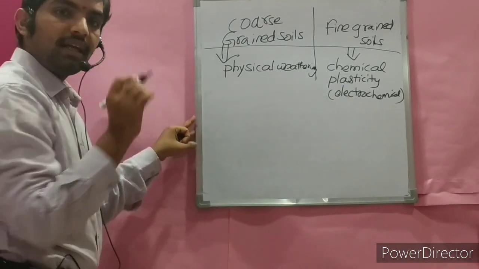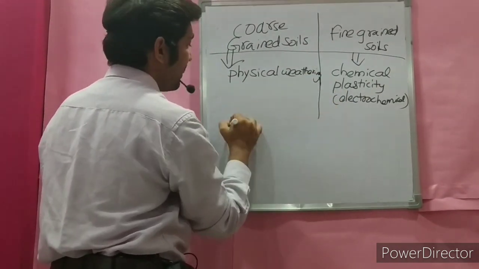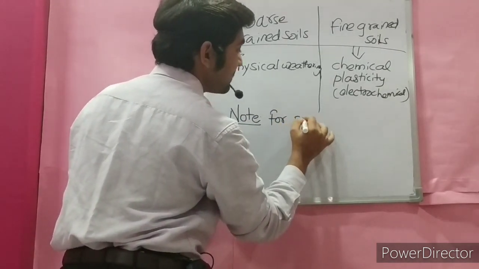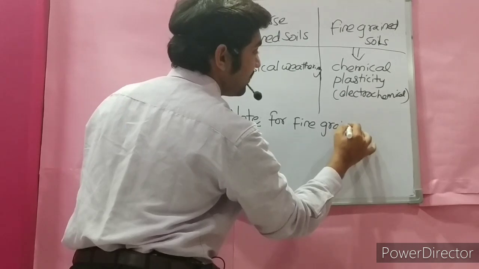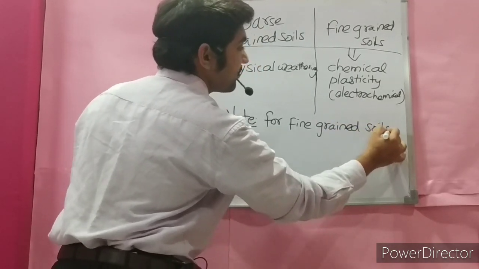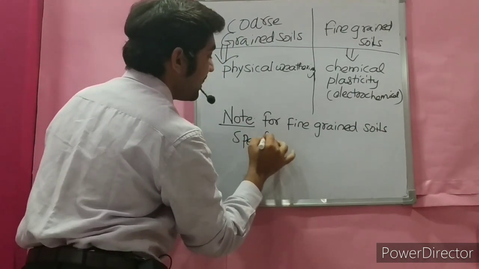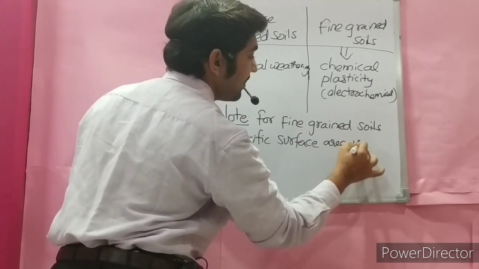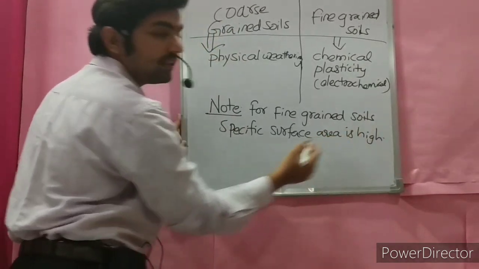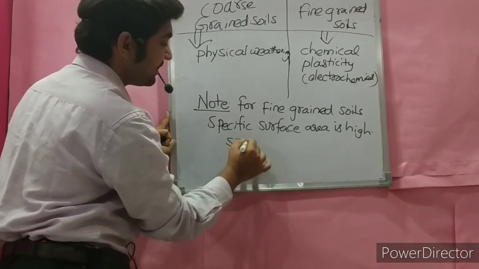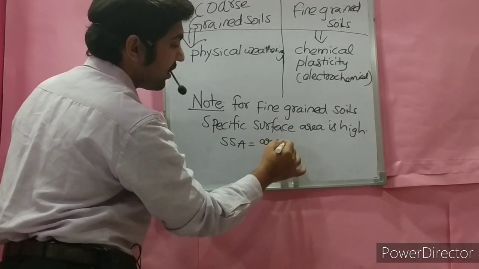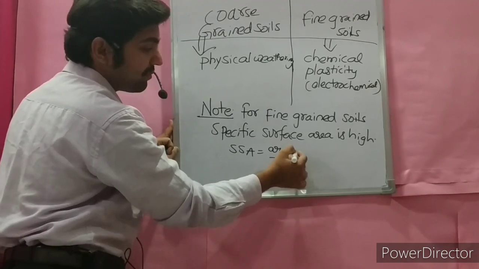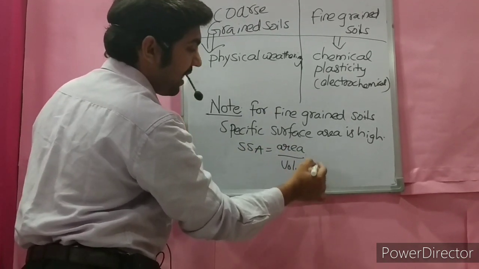And also, one important point to be noted in case of fine grained soils: specific surface area is very high. What is specific surface area? Specific surface area, SSA, is equal to area upon volume. Volume is nothing but area into depth, so area by area into depth means 1 by depth or 1 by height.